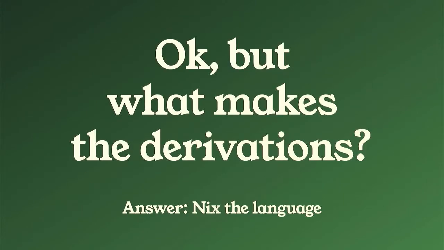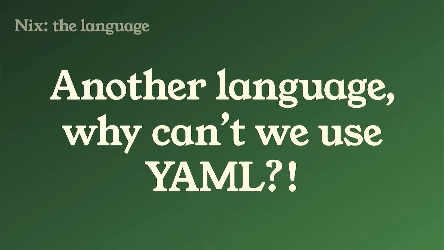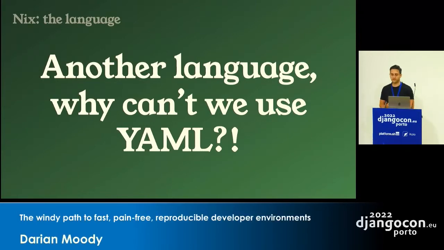Okay, cool. But what makes the derivations? And this is where it gets a little bit more complex. The answer is Nix, the language itself. This is probably the most controversial part of Nix, or at least the part I see questioned the most. So why does Nix need its own language? Why can't I just use YAML?